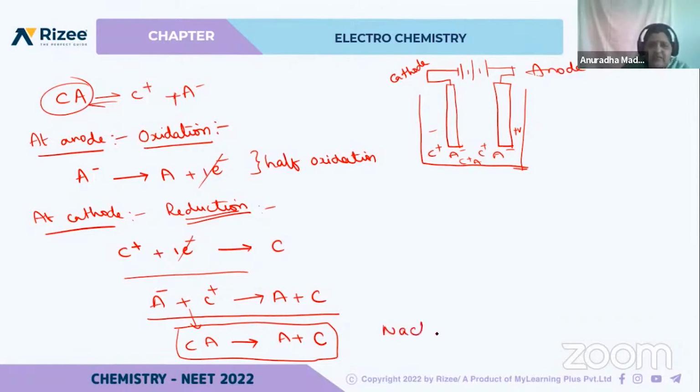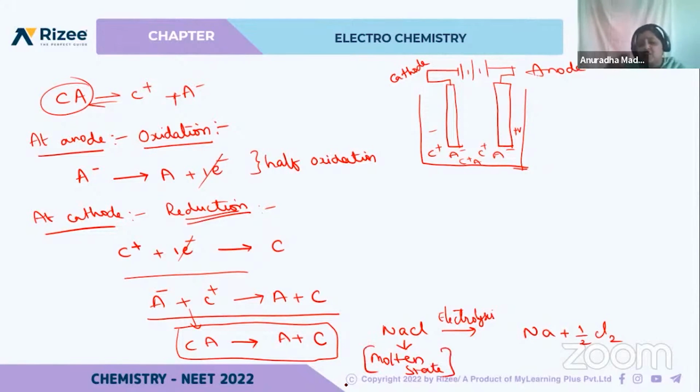The best example is NaCl. If NaCl undergoes electrolysis, it gives Na plus half Cl2. And that too, this should be in the molten state. Why are we using the molten state instead of the aqueous state? What is the molten state? What is the aqueous state? If this compound is dissolved in water, that is called an aqueous solution of NaCl. What is the molten state? If we heat the substance as it is without adding any water, after some time the solid itself converts into liquid. In this case, heating is happening without any addition of water.